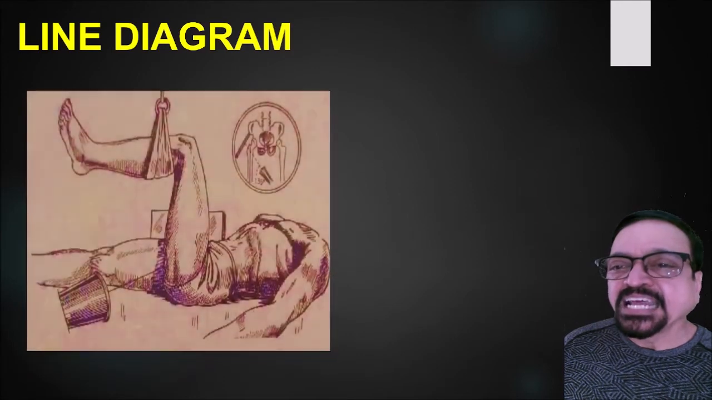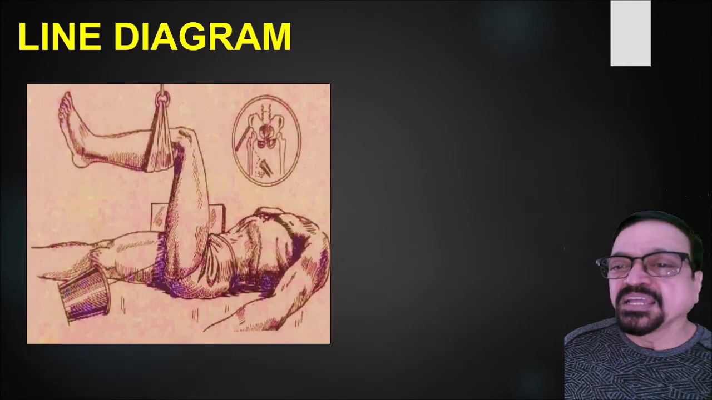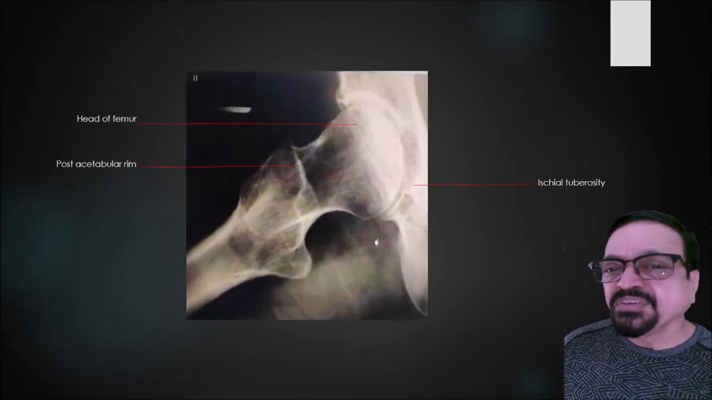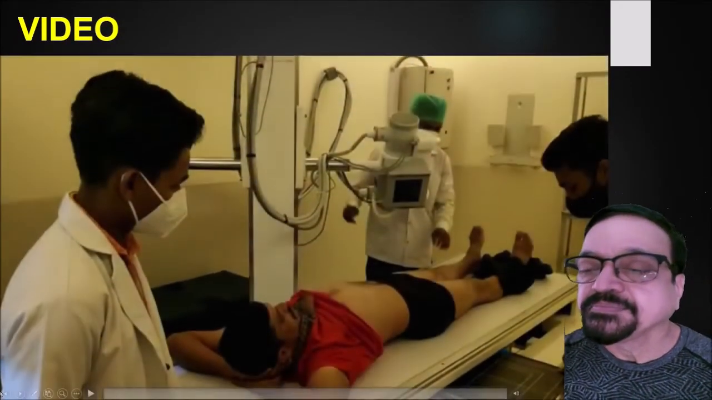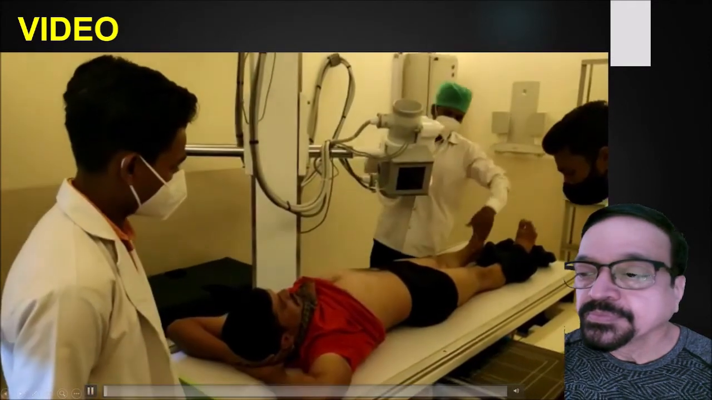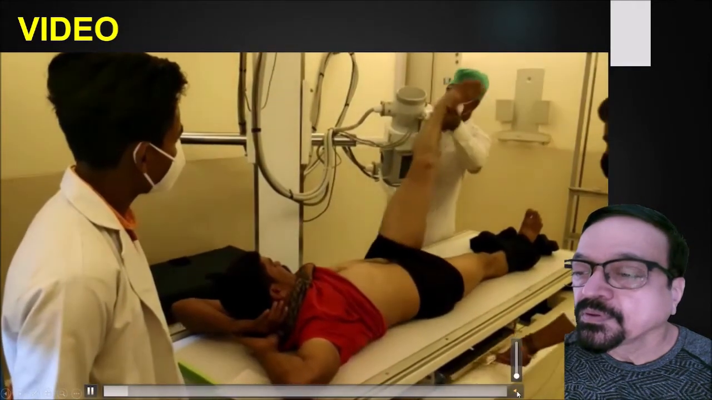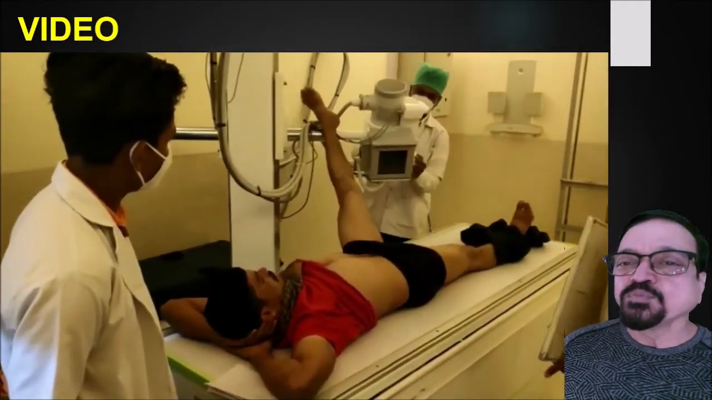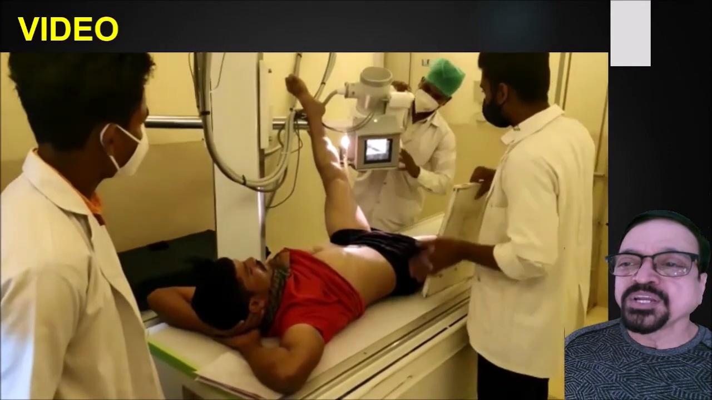Now these are the line diagrams. Now see the femoral head, femoral neck and ischial tuberosity. Now let's see how they are taken. Instruction to the patient: check whether the patient can do these movements or not.